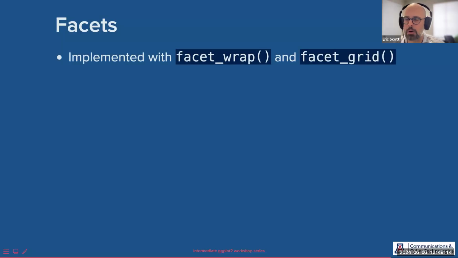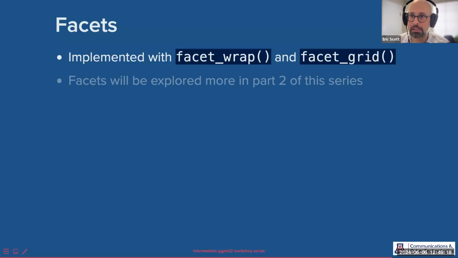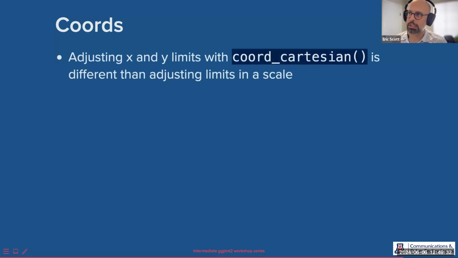Facets. So facet wrap and facet grid are the two ways to do facets. And I'm not going to talk much about these because I think we're going to see these more in part 2. We can talk more about small multiples and see some examples of doing this. And the last element is coordinates, coords.